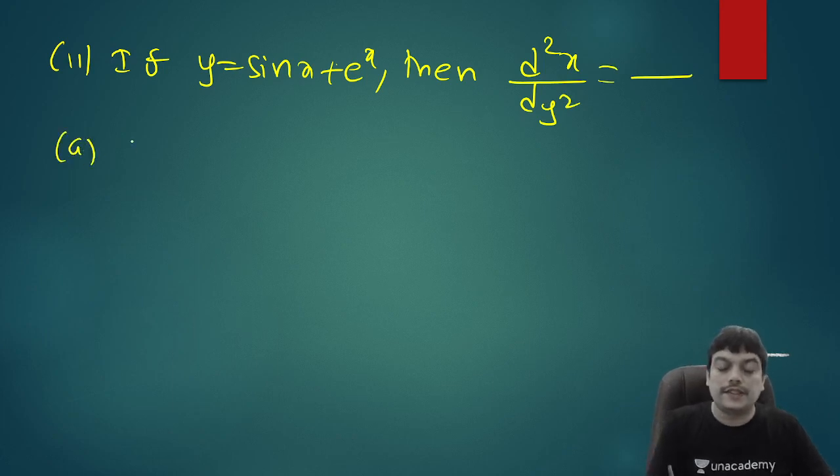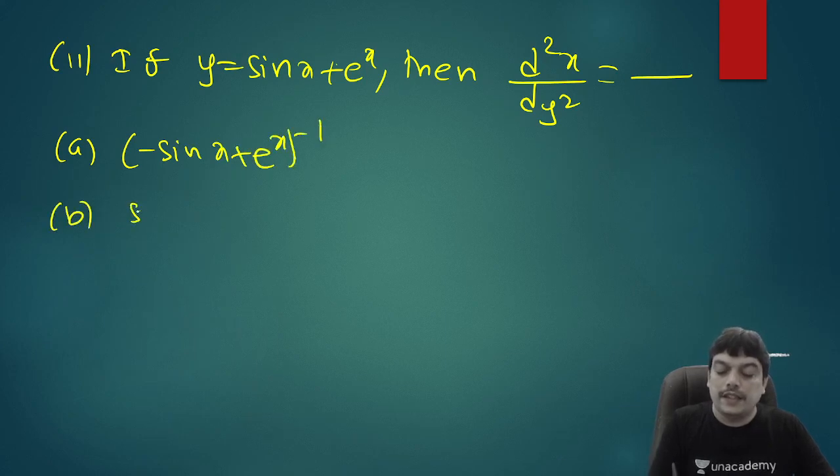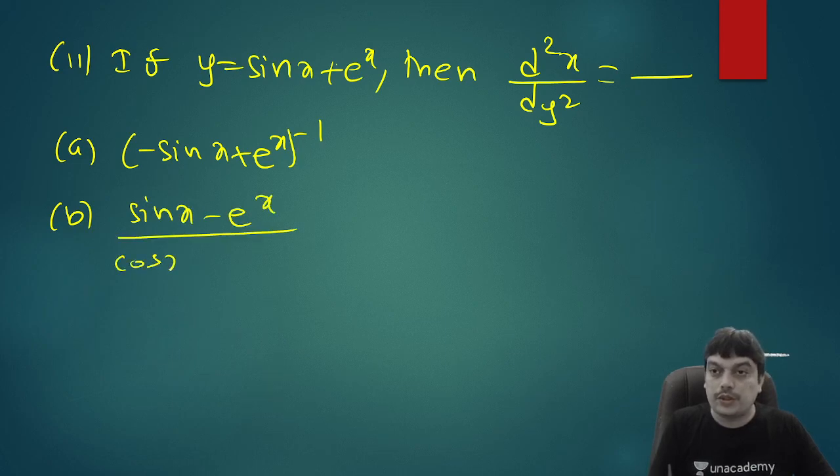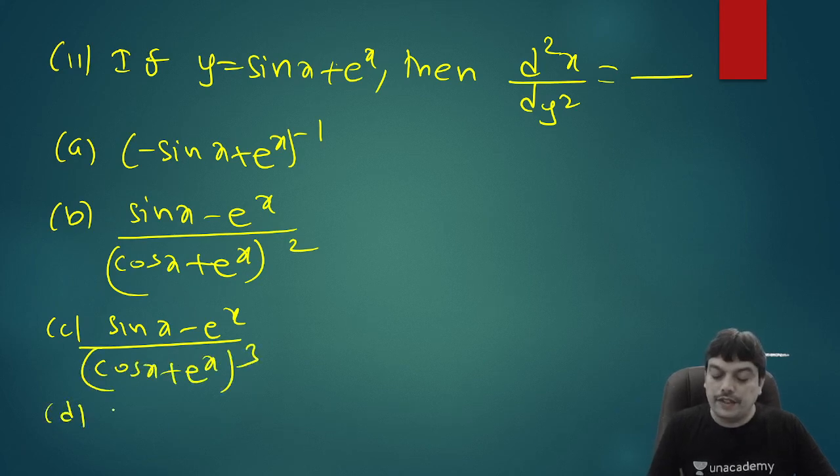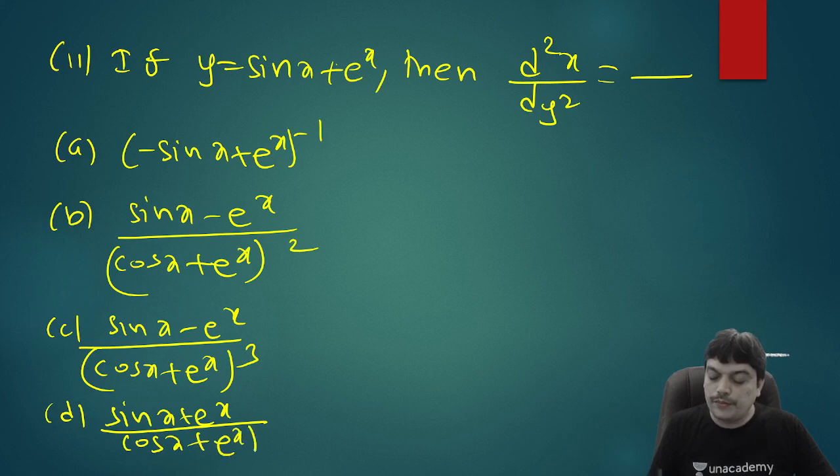The first option is minus of sin x plus e power x whole power minus 1. The second option is sin x minus e power x divided by cos x plus e power x whole square. Then we have the third option, sin x minus e power x divided by cos x plus e power x whole cube. And the last option that we have, sin x plus e power x divided by cos x plus e power x whole cube.